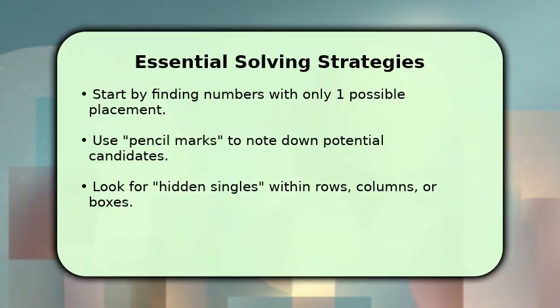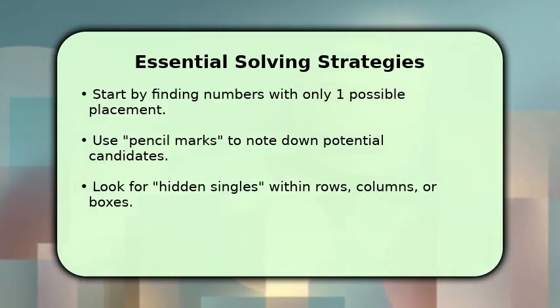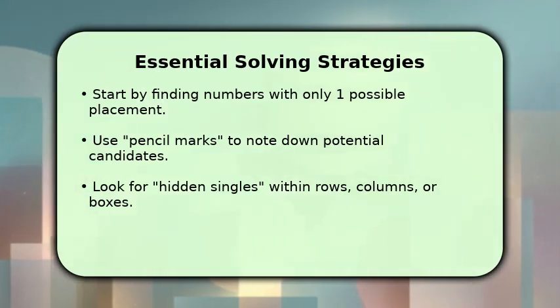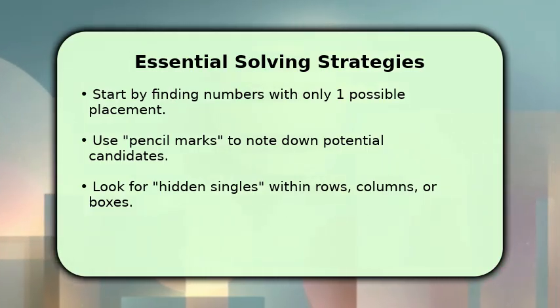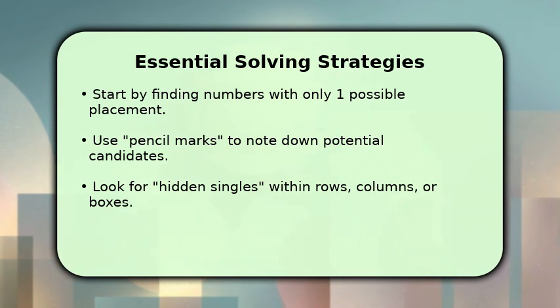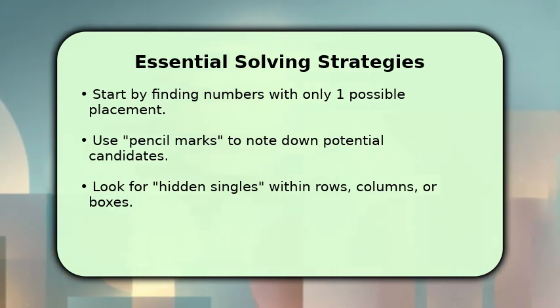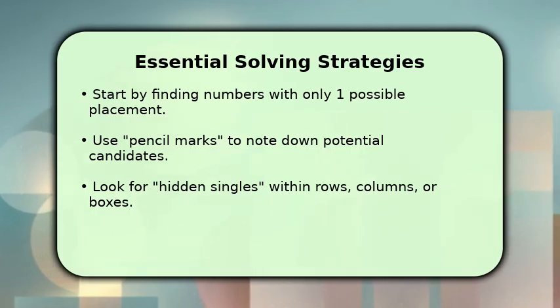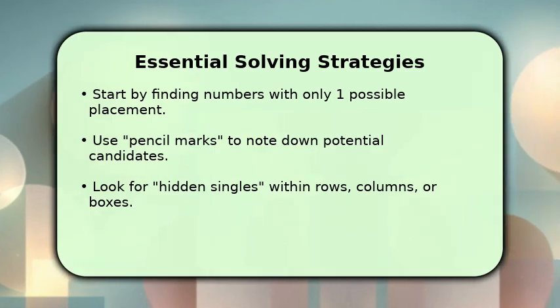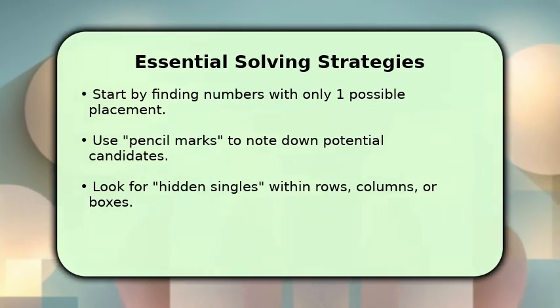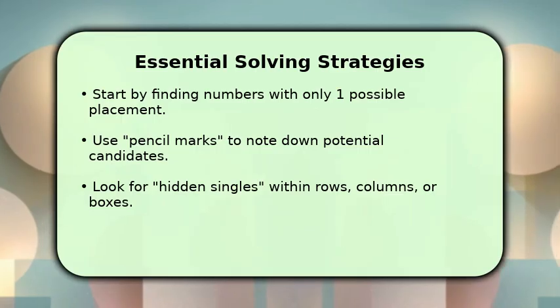To begin solving, identify numbers that can only fit in one specific cell within a row, column, or 3 by 3 box. Many players use pencil marks, which are small numbers written in cells to indicate possible candidates. This helps visualize options. Also, search for hidden singles, where a number can only appear in one cell within a given unit, even if other candidates exist.